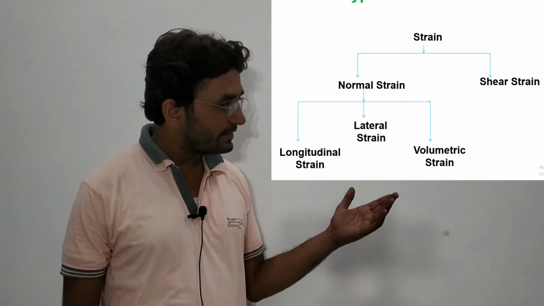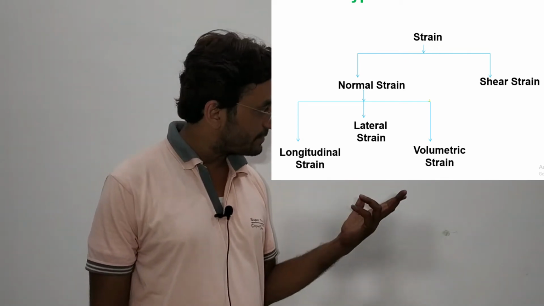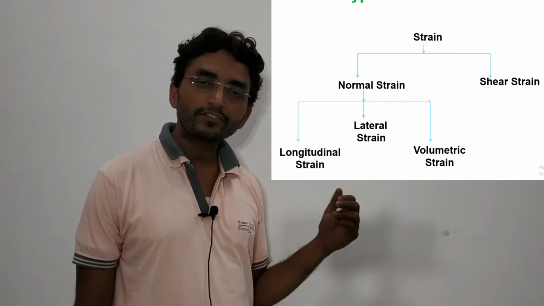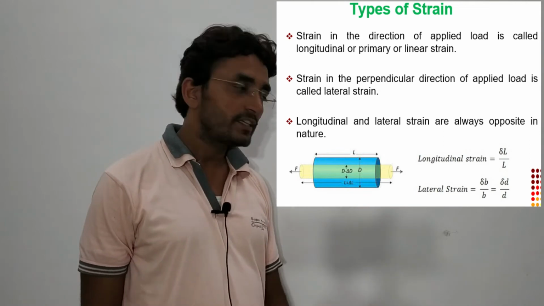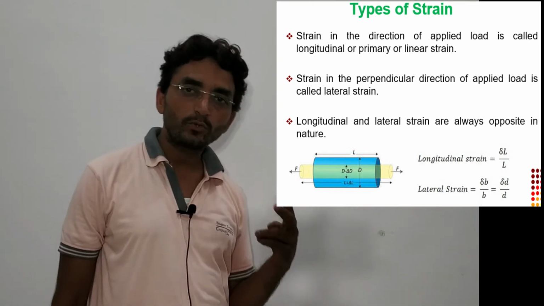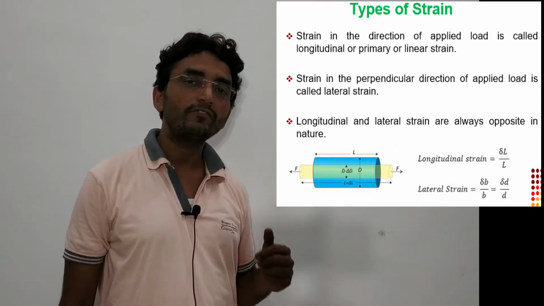As we have the classification of stresses, different types of stresses we have studied, similarly we have different types of strains also, like normal strain and shear strain. And normal strain is again of three types: longitudinal strain, lateral strain, and volumetric strain. So come to the next slide. What is strain? As I told you, there are two types of strain, lateral and longitudinal. Let us discuss what is longitudinal and what is lateral.